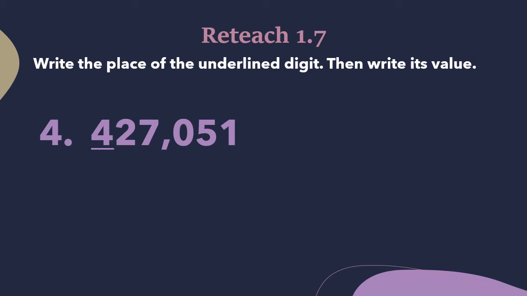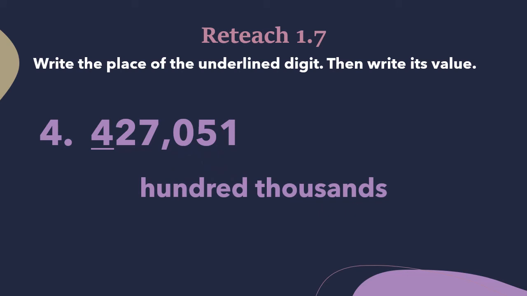Okay, now you've had a chance to think about what place that underlined digit is in, and then based on that, what is its value? Well, the 4 is in the hundred thousands place. Remember to add that S to the end of 100,000 to make the place name hundred thousands. And then the value of that 4, if it is in the hundred thousands, would be 400,000.